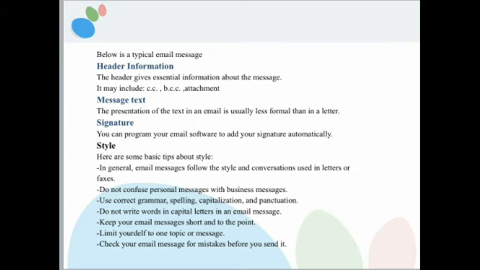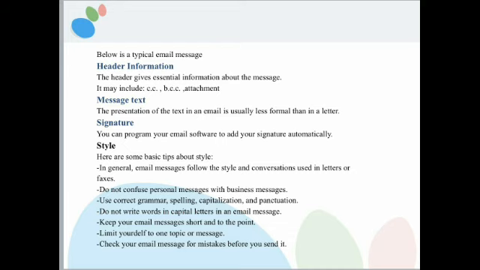Okay, header information. The header gives essential information about the message. It may include CC, BCC, attachment. Next, message text. The presentation of the text in an email is usually less formal than in a letter. Signature. You can program your email software to add your signature automatically. Style. Here are some basic tips about style.